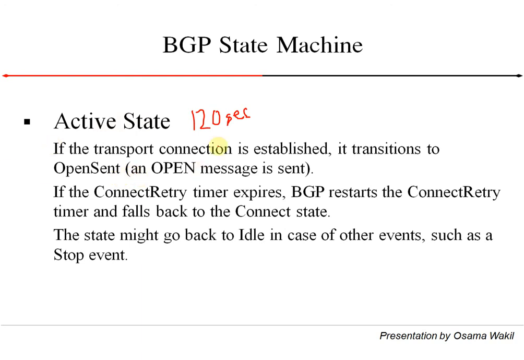So what's the 120 seconds? It's known as the connect retry timer. The connect retry timeout is 120 seconds, and it is going to wait there for 120 seconds. If the connect retry timer expires, it goes to the connect state. If during this time the TCP is established, it jumps to the open sent state.